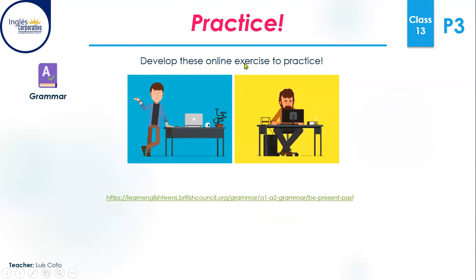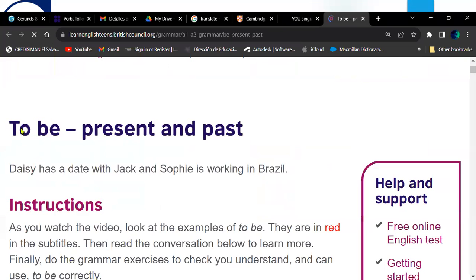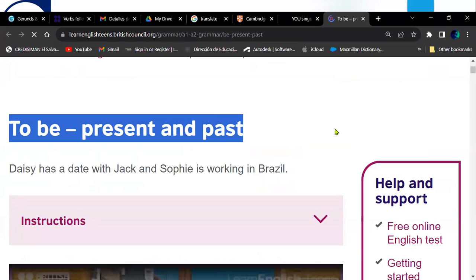Let's develop this online exercise to practice. Let's open the link. To be, present and past. Ah, okay, but it's combined. Está combinado.